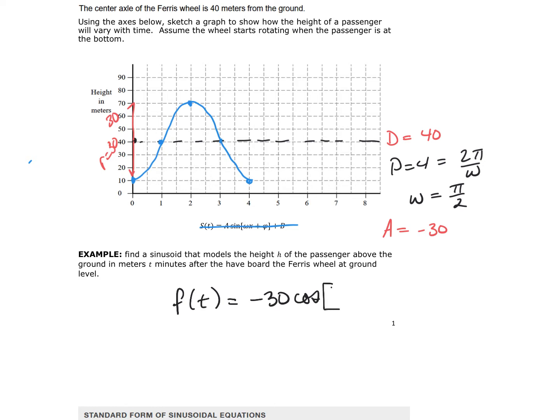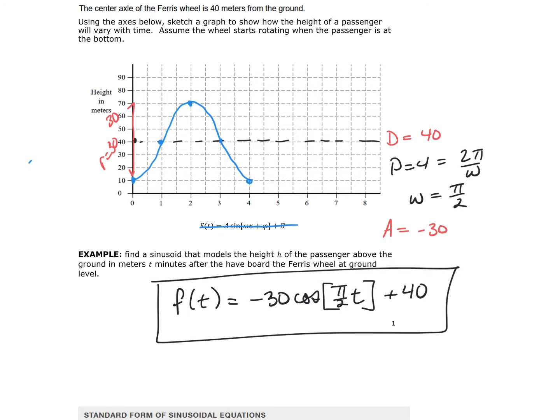I have my omega, which is pi over 2, multiplied by t. I don't have any phase shift. I'm choosing to use a cosine wave instead of a sine wave because sinusoidal means I can use sine or cosine. And then I know that my midline has moved up to 40. So here is a perfectly reasonable answer for that.